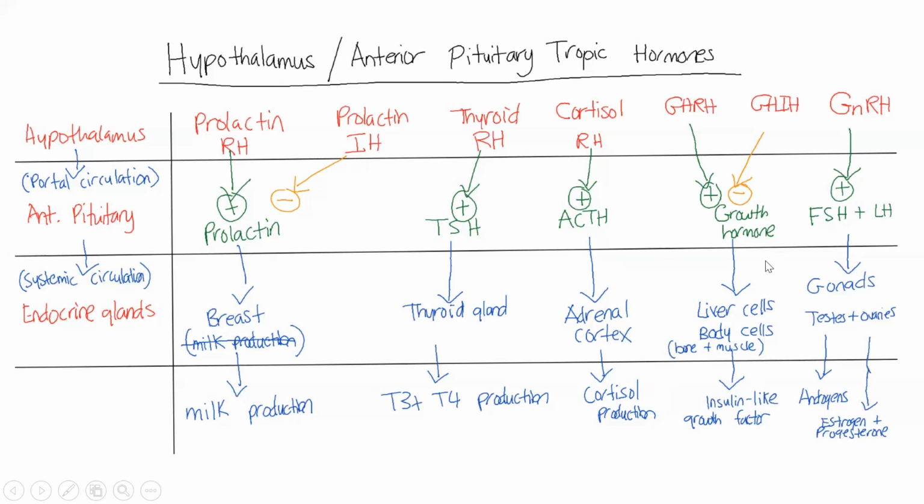Then we have growth hormone being released from the anterior pituitary. Growth hormone will have an influence on our liver cells, some of our other body cells, such as our bone and muscle cells, and it's going to instruct those cells to secrete insulin-like growth factor, which is a protein hormone that causes growth, or increase in growth. And then lastly, FSH and LH, follicle stimulating hormone and luteinizing hormone, are going to instruct the gonads, so testes and ovaries, males and females respectively, to release androgens in the case of the testes and estrogen and progesterone, which are coming from the ovaries in females.